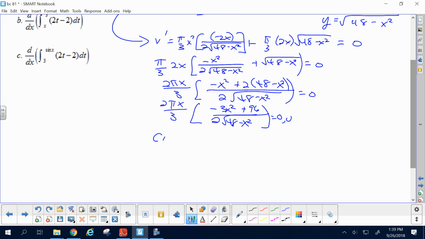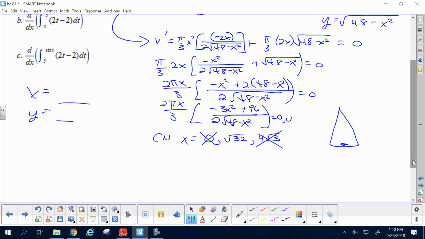So, our critical numbers are x equals 0, square root of 32, or 4 root 3. 0 is illogical. 4 root 3, if it's equal to the slant height, that means also no cone. So those are not really possibilities. I'm feeling root 32 is a critical number. That's going to result in the max volume. After that, it says dimensions. So you know x, and you can find y. Does that get you going?